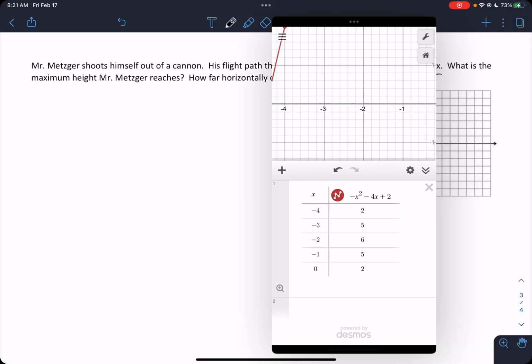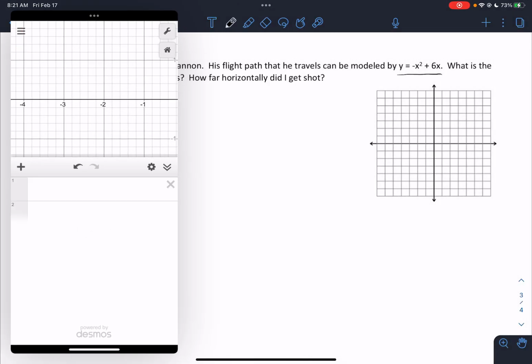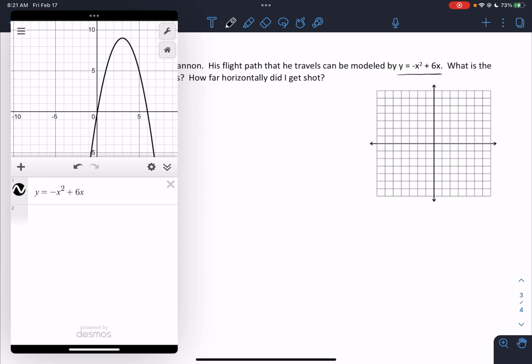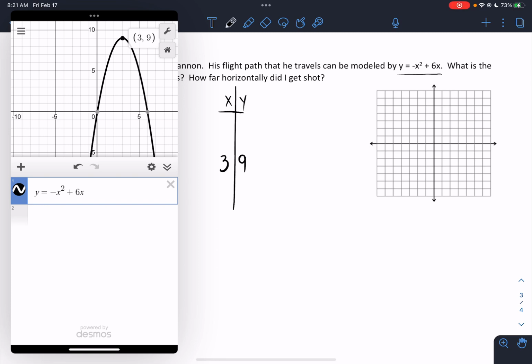So what I can do here is just go ahead and graph this equation: y is equal to negative x squared plus 6x. What I'm thinking of is this is me flying through the air and then boom, like that. I want to make a table out of this. My vertex is the ordered pair 3, 9.